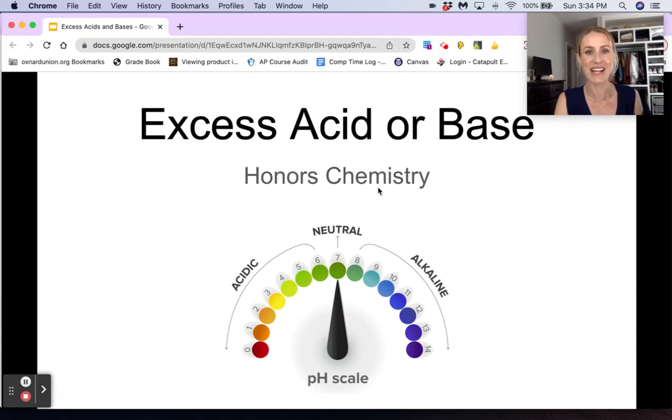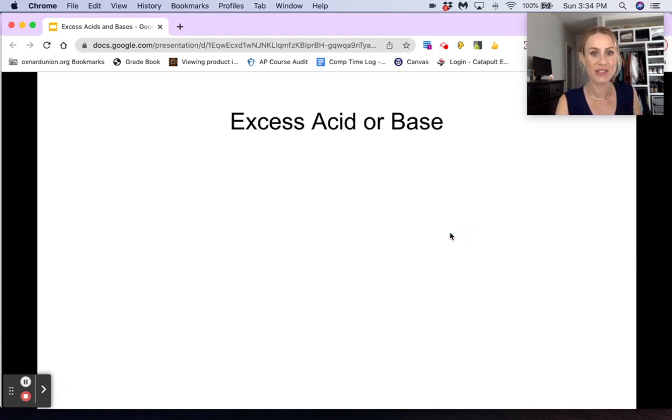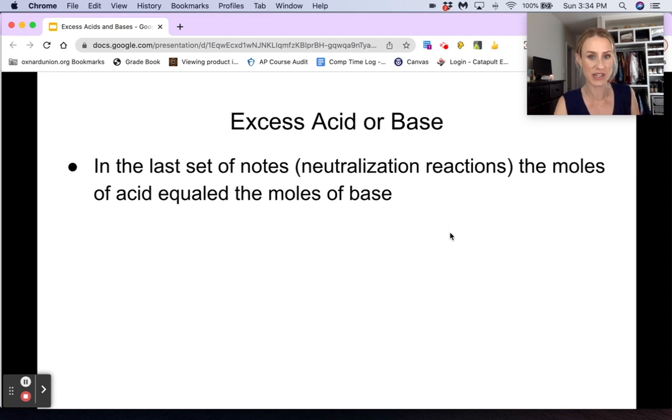Hi, everyone. So today we're going to be talking about excess acids or bases. In the last set of notes, we talked about neutralization reactions. And basically, what happens in a neutralization reaction is we have the moles of the hydroxide ion OH minus equals the moles of the H plus or protons in solution. So, because those moles are equal, we get a pH of 7 because they kind of cancel each other out, and therefore we have a neutral solution.